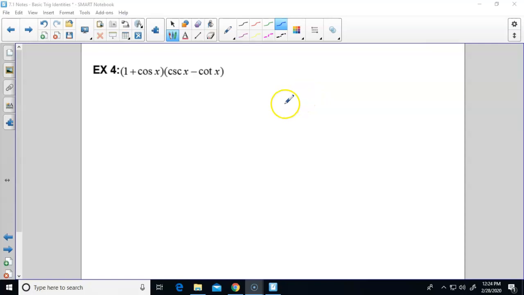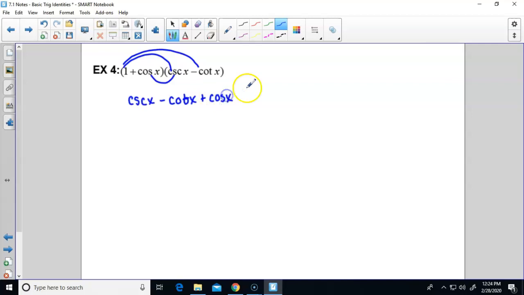Okay, and here's our last example. We've got 1 plus cosine x times cosecant x minus cotangent x. So what we can do here is distribute. And so we will get cosecant x, and we'll get minus cotangent x. We will get plus cosine x cosecant x. And then we'll get minus cosine x cotangent x.